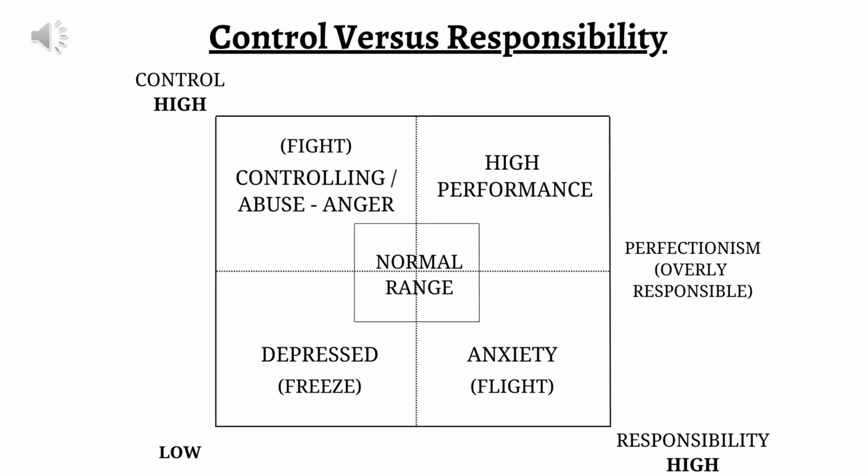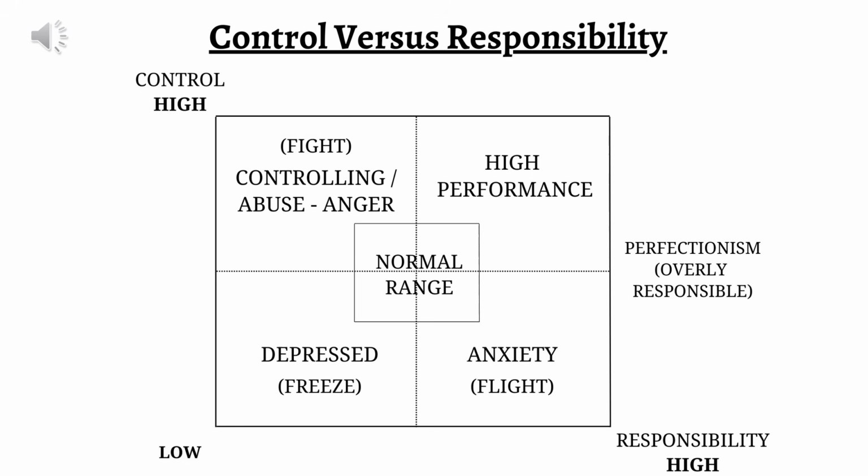So on the left-hand axis, the vertical axis, we've got control from low to high, and on the horizontal axis, we've got responsibility from low to high. But at any point, they should always be balanced, because if they become unbalanced, we get a problem. So if we've got too much control, but not enough responsibility, we're going to be controlling and abusive with anger. We're in the fight mode. Conversely, if we've got too much responsibility, but not enough control, we're going to get anxiety.